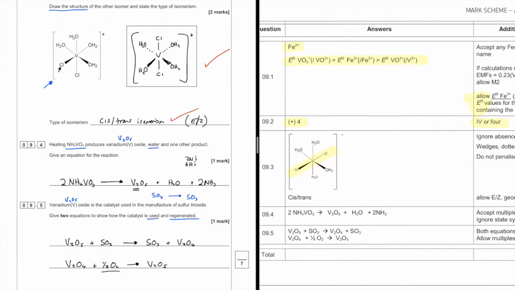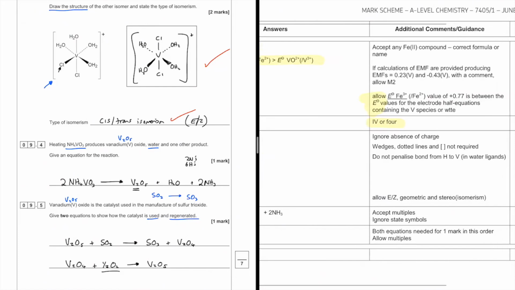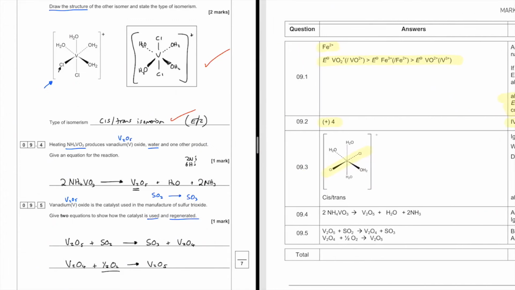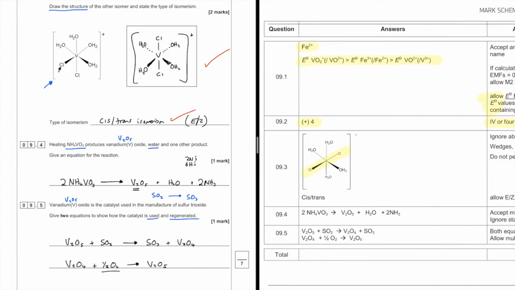Type of isomerism is cis-trans. Allow EZ, geometrical, and oh, they do accept stereoisomerism. I was saying during the question that I didn't think they'd accept that because it's just a bit vague. Of course, cis-trans, EZ, geometrical is a type of stereoisomerism along with optical. So that's why I thought stereoisomerism would be a bit vague, but apparently they're accepting it, which is good news for you guys, I suppose. Okay, just a bit more leeway.